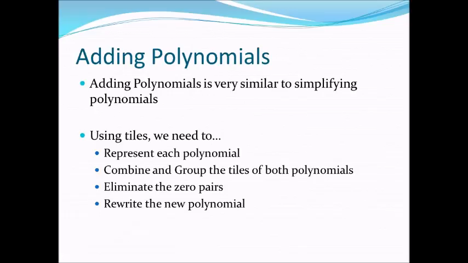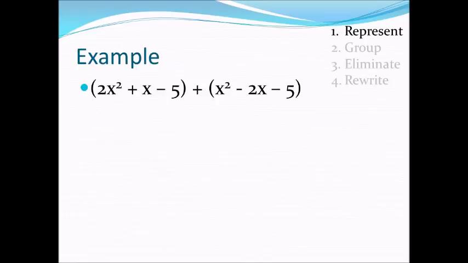So if we want to use tiles, which is what the first example is going to be, we're going to need to represent each polynomial, combine and group the tiles of both polynomials, eliminate the zero pairs, and then rewrite the new polynomial. Four very simple steps, identical pretty much to the simplification. In this case, I have an addition of a three-term polynomial with a different three-term polynomial.